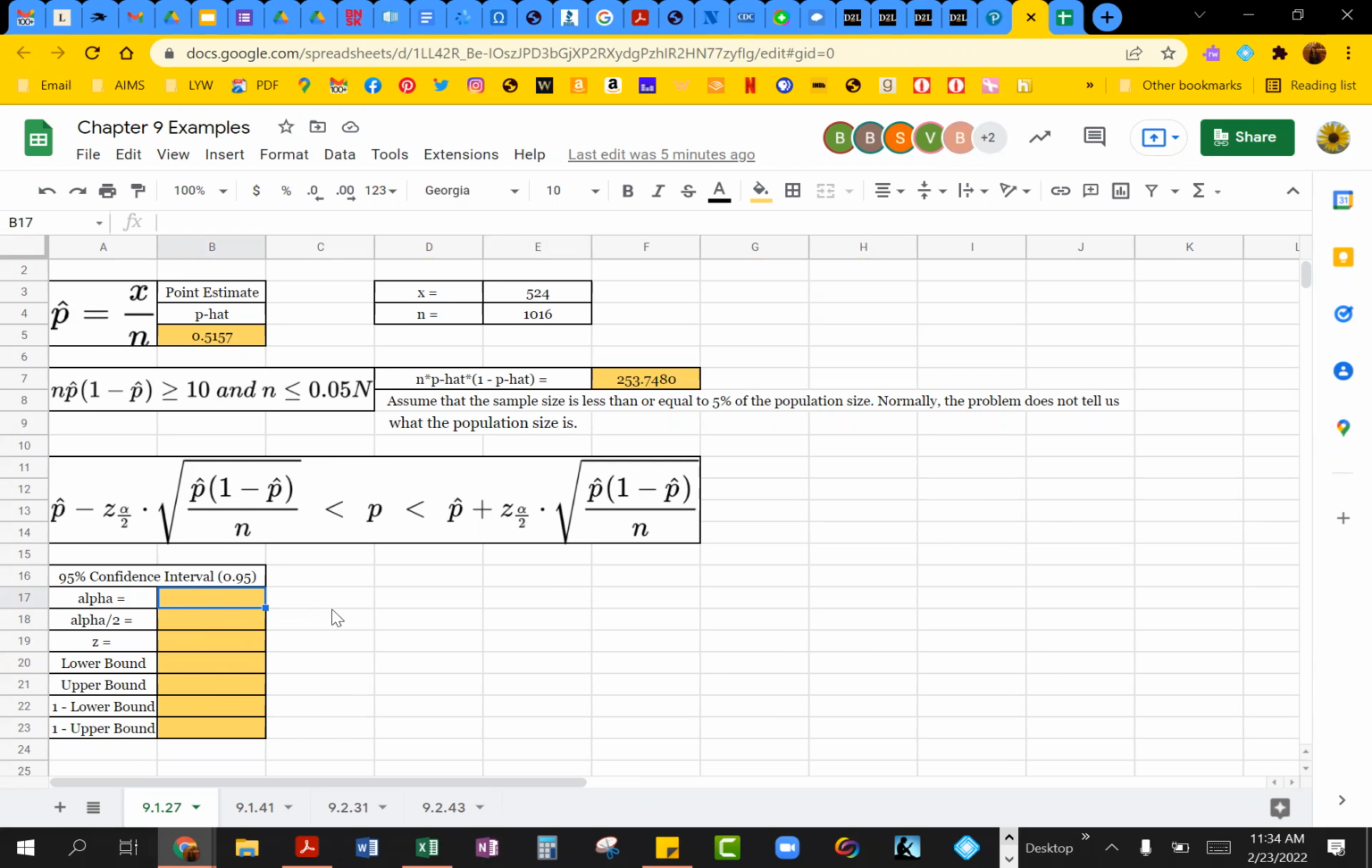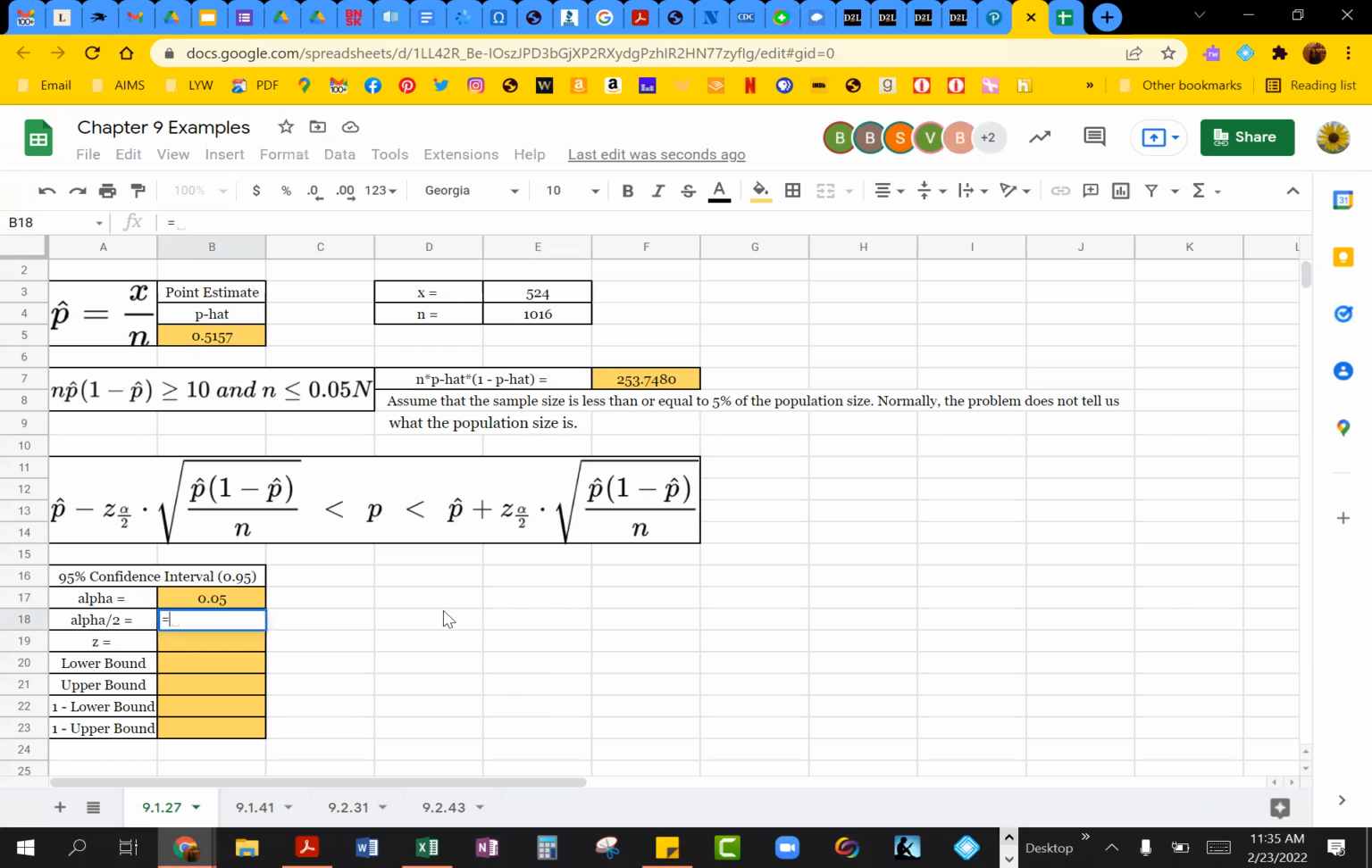Your alpha, if you're doing a 95% confidence interval, is going to be 1 minus this 95%. So basically you will do 1 minus 0.95, which will come out to be 5%. Oh, instead of minus, I put a decimal there. There we go. So alpha, if you're doing a 95% confidence interval, is the remaining percentage. If you did a 97% confidence interval, alpha would be 3%. So it's whatever is left when you do 1 minus that number.